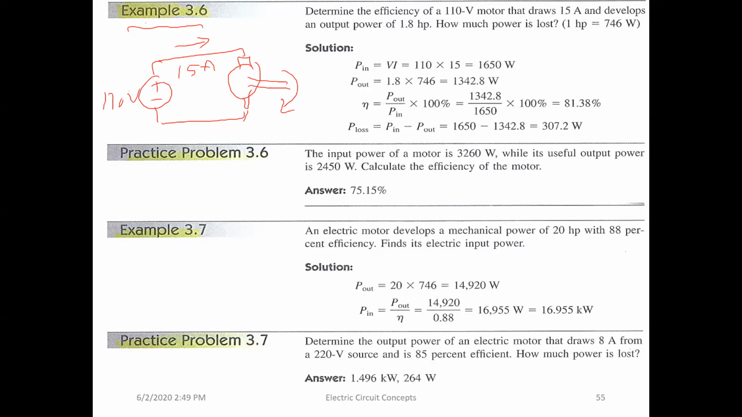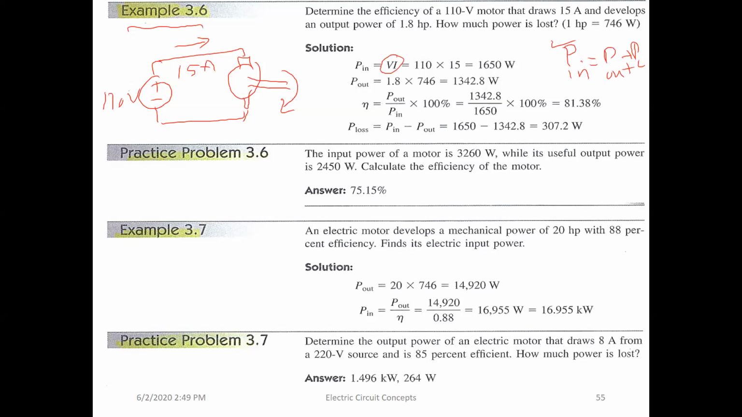How much power is lost? So we have the input. So we know the formula: P in is equal to P out plus P loss. Okay. Now we have P in. So always P in is V times I.